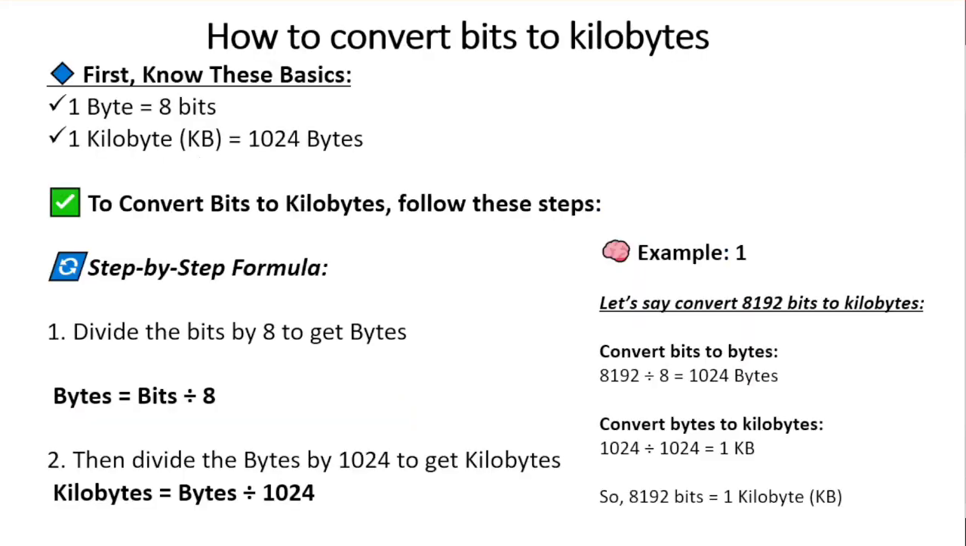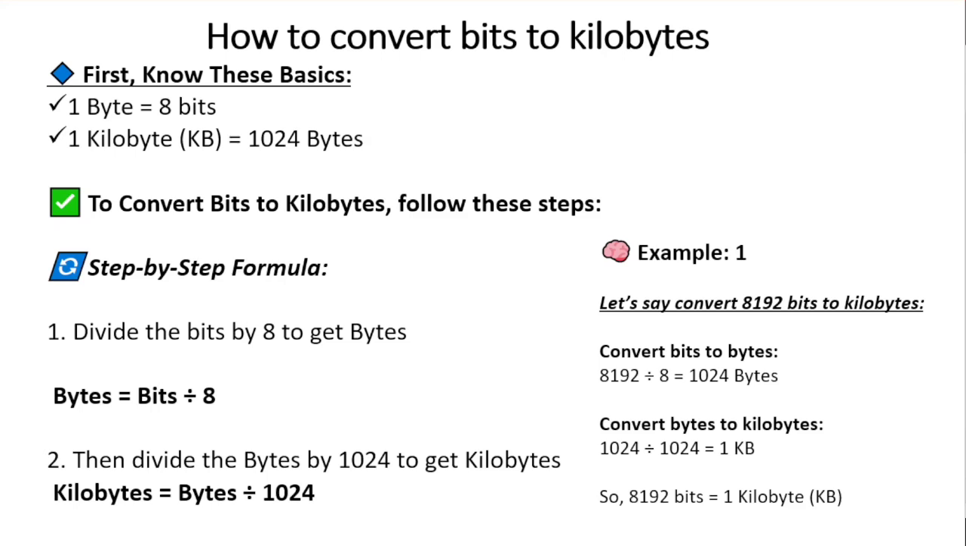How to convert from bits to kilobyte? Now, to convert from bits to kilobyte is almost the same thing as the previous process. You are just dividing. When you are converting from the smaller units, you divide. So now, first, let's know these simple basics. 1 byte is equal to 8 bits.